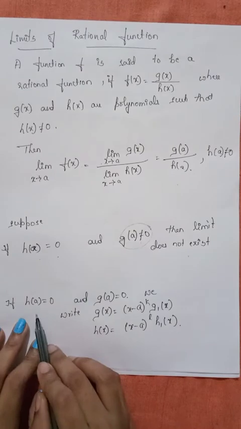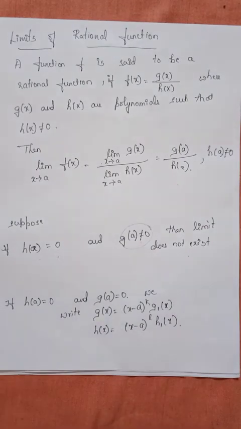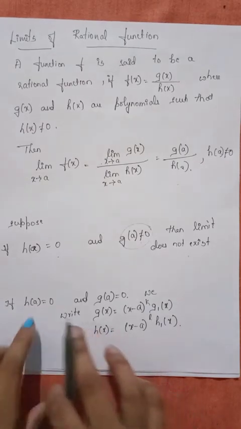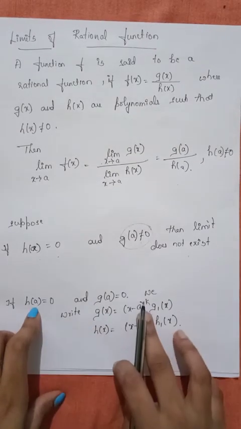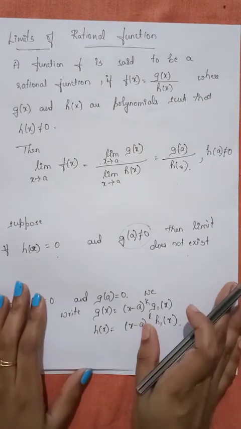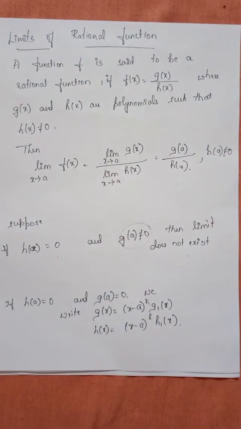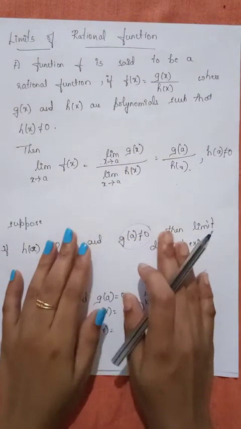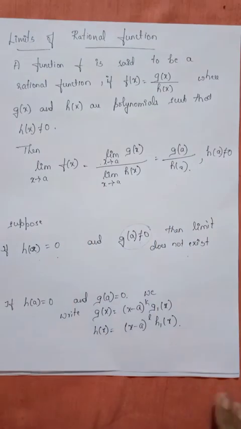And suppose h of a and g of a both are 0. When you replace x by a in the polynomial functions, if you see that h of a is 0 and g of a is also 0, then you just have to simply factorize g of x and h of x and cancel the common factors. If the common factor becomes 0, then the entire term is 0. That is how you will be working it out. I hope it is clear.